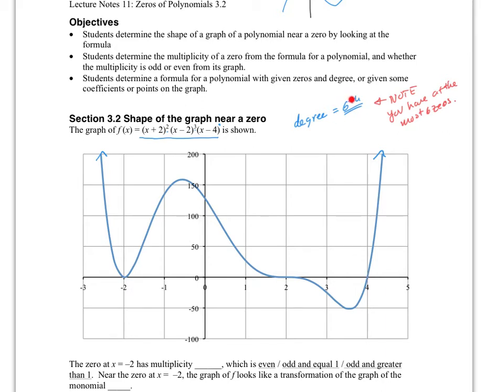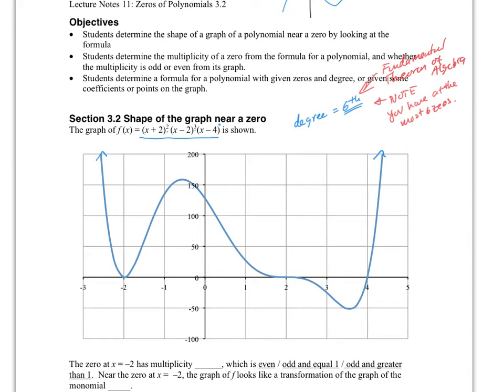If the degree is 6, it means it has the potential of crossing the x-axis 6 times. It doesn't mean it will, but it cannot cross it more than 6 times. That's what the fundamental theorem of algebra says. Okay. And if it doesn't cross 6 times, then it is because of something called multiplicity.